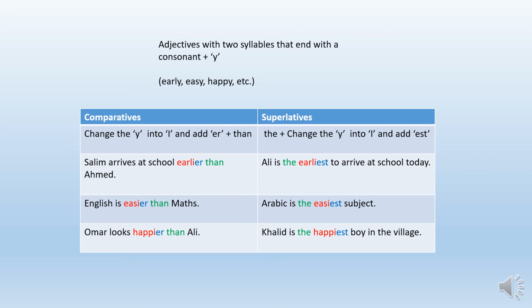The second example, English is easier than maths. So I'm comparing two subjects here, English and maths. And again here, the y has been changed into an i, and then we added er plus than. On the other side, we have Arabic is the easiest subject. So I'm comparing Arabic to all subjects, and it's the easiest. And again here, the y has been changed into an i, and we added est. The third example, we have Umar looks happier than Ali, the same idea, and Khalid is the happiest boy in the village.